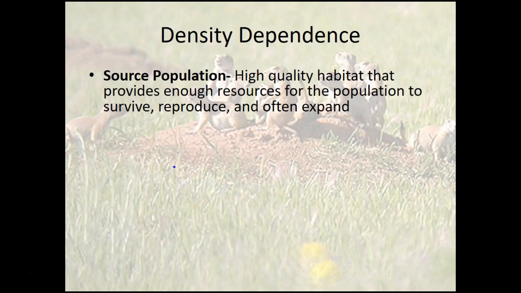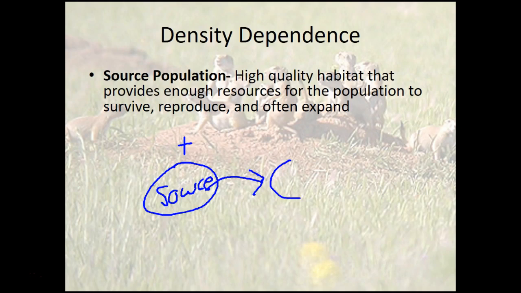So let's look at that. If I have a source population here, S-O-U-R-C-E, sorry, I can't draw with my mouse very well. Here's the source population. This is good quality habitat, okay? And as the density gets really high in here, they may disperse out of here because there's just too many, and they might disperse into this habitat, and we'll call this a sink population.